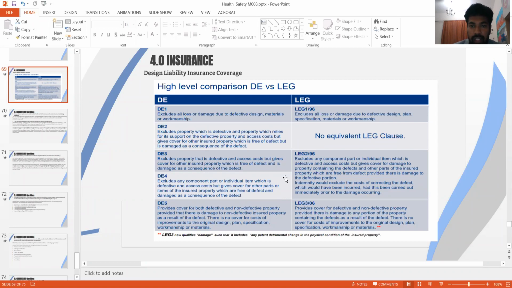DE1 starts with, if you read the table, excluding all loss or damage due to defective design, material or workmanship. Simply, if you have a DE1 clause, what is covered is not the defective design, not the defective material, not the workmanship, but what has been caused by them. So a small portion is covered. DE2 is a similar range but with extended cover. DE3 similar range with extended cover. DE4 similar range with extended cover, close to DE5.